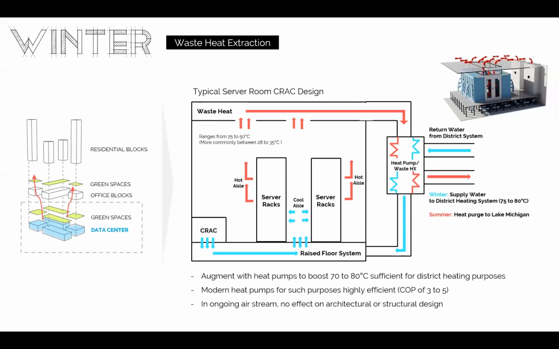Waste heat from servers actually is not significantly hot, right? It ranges from 25 to 50 degrees, but it's more commonly between just 28 to 35. So what we need is to essentially augment this with heat pumps to boost the heat to 70 to 80 degrees Celsius, which is sufficient for district heating purposes. And modern heat pumps for these purposes are pretty efficient because they have COPs of 3.8 all the way to 4.8 or even 5. So this is during wintertime, where we use the waste heat.